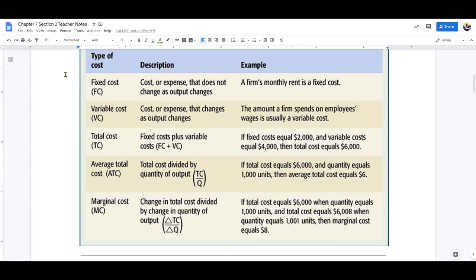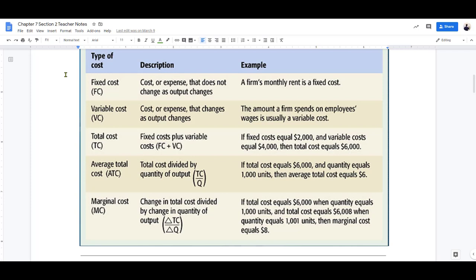Then you've got your marginal cost. This is the change in your total cost divided by the change in the quantity of output. What that means is it's essentially the same thing as TC divided by Q, but it's the change in it. So if my TC was divided by 1,000, that's my average total cost. Now if I go from 1,000 to 1,001, that means that my change in total cost is divided by the change in the quantity of output, which is just 1 now. So it goes from 1,000 to 1,001. When you look at those two numbers, you can figure out what your marginal cost is.